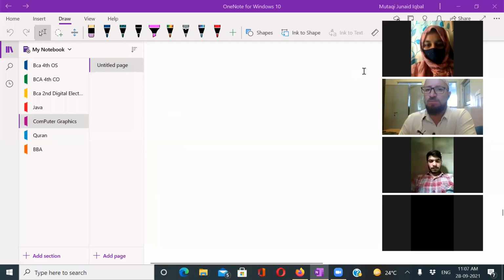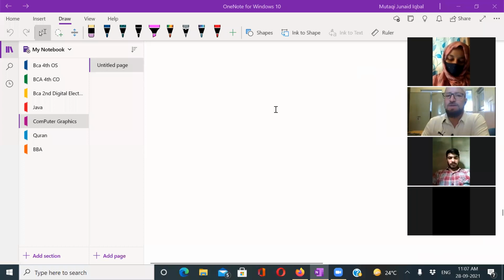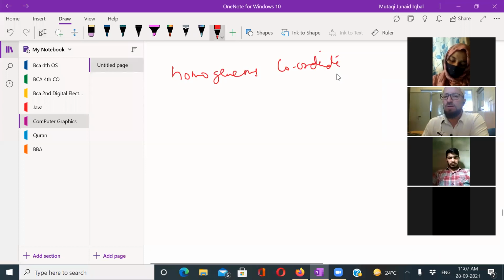Bismillah ar-Rahman ar-Rahim. Basically, we had a little break, and today we talk about the coordinate system. What's called the homogeneous coordinate system. We call it homogeneous coordinate. Okay, what are the homogeneous coordinates? But before that, we need to know the Cartesian coordinate, which we have done already.